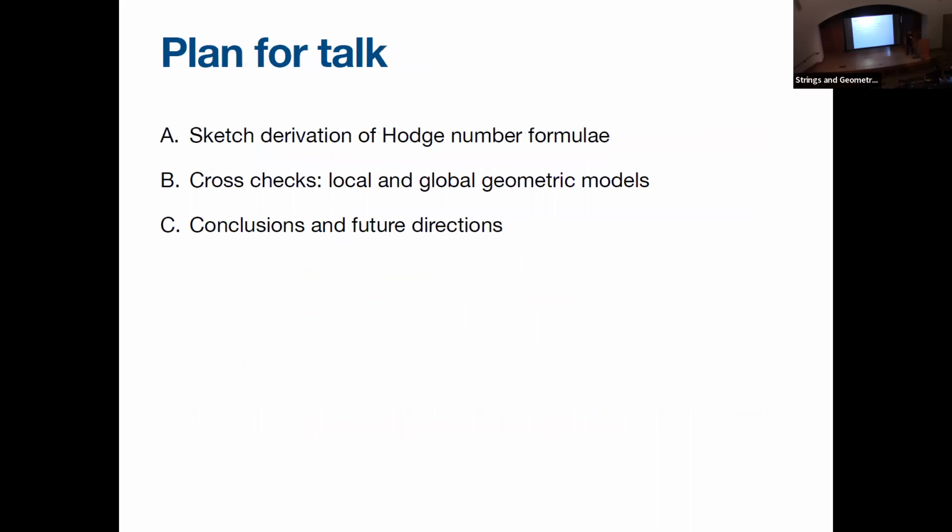So the plan for the rest of the talk, in view of time, is to sketch first off a derivation of the formula that we derive. Then I'll talk about these cross-checks, with particular focus on the local heuristic arguments in the context of local geometric models. And then I'll end with some conclusions and comments about future directions that we're currently pursuing.